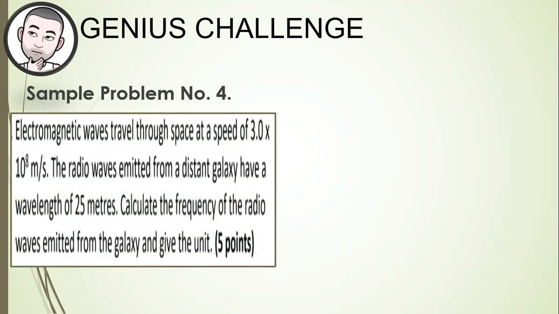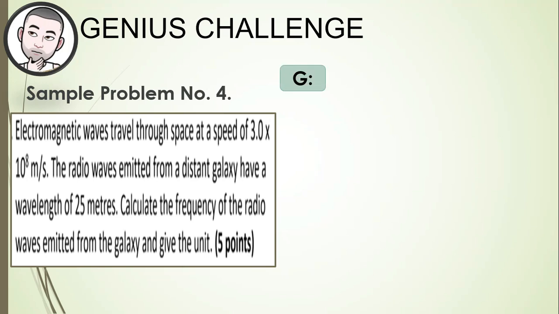Electromagnetic waves travel through space at a speed of 3.0 times 10 raised to 8 meters per second. The radio waves emitted from a distant galaxy have a wavelength of 25 meters. Calculate the frequency of the radio waves emitted from the galaxy and give the unit.